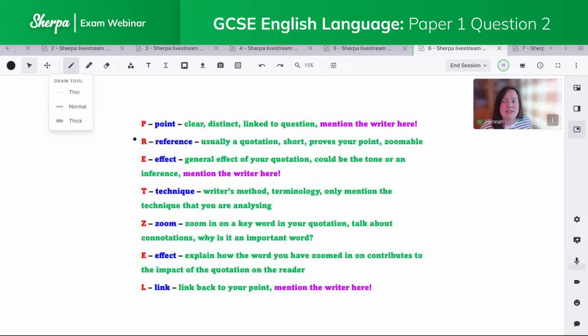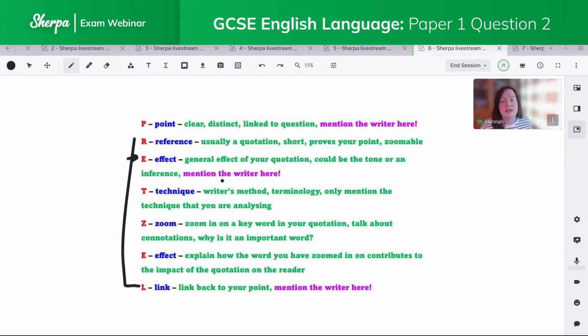This bit down here, so all of these bits here are the, in fact I should start here actually with the effect. Those are the bits that help you analyse. So the effect, after you've introduced your quotation, you can talk about the overall effect of the line, of the quotation that you've chosen. So you might talk about the tone or what you can infer from it. So it's almost like an introduction within your paragraph to your analysis a little bit. So yeah, the overall effect of your quotation.